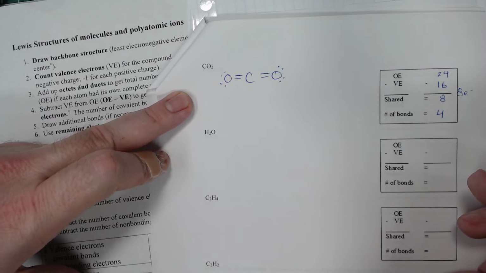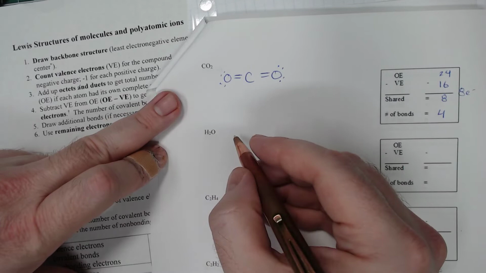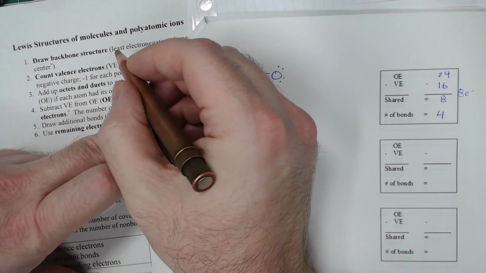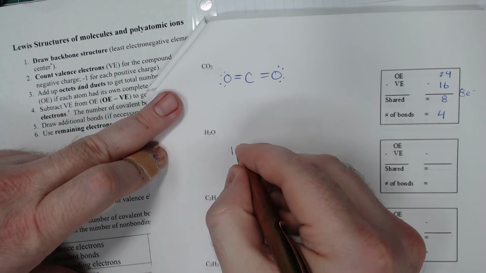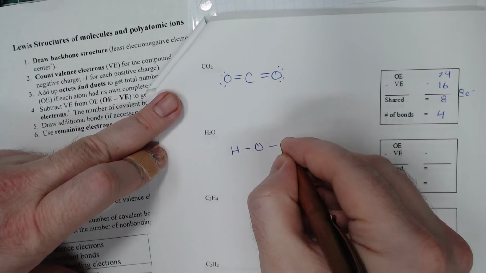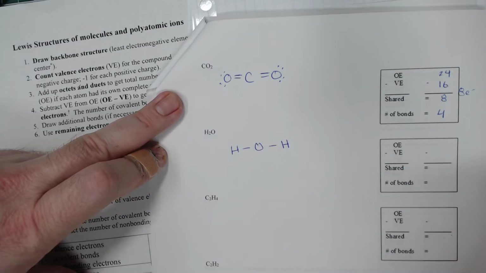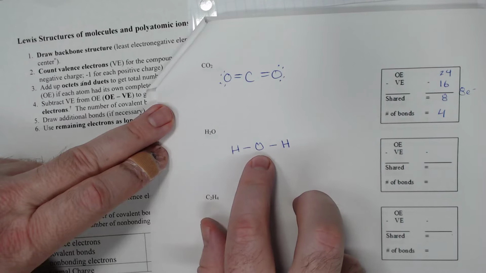All right, next. Water is not very complicated. Now, the reason I want to do the water here is because we want to put the least electronegative element in the center, and I also want to show you how to deal with the duets instead of octets. So there is HOH. We can't put hydrogen in the middle, so it has to be the oxygen. Count the valence electrons, 1 for each hydrogen, so that's 2, and then 6 for the oxygen. That gives us a total of 8.